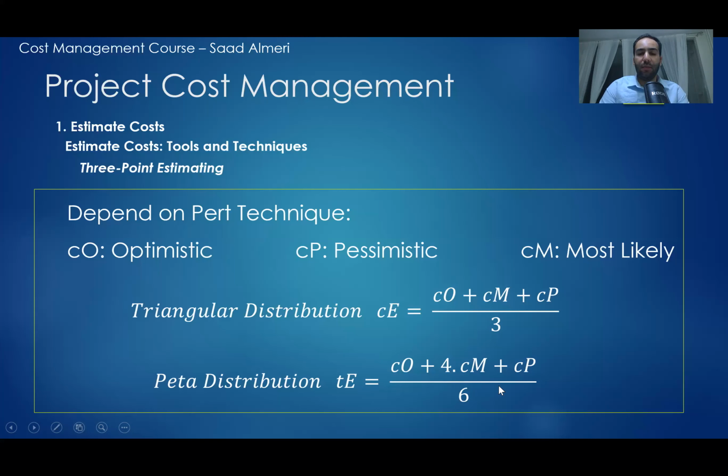So which one do we use? Usually we don't use the first one because the optimistic and pessimistic estimates might be too far from the most likely, and then it will affect the final average. We use this a lot in the real world, and it has higher estimation accuracy than the triangular distribution.